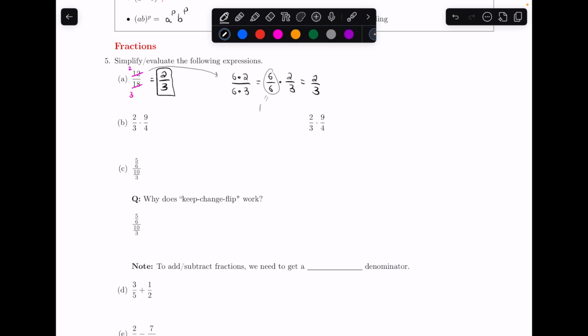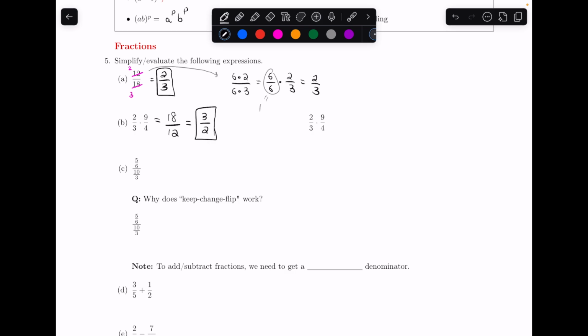Okay, so B, how do I multiply fractions? So I can multiply the tops together. That gives me 18. Multiply the bottoms, and that gives me 12. So that's the same as A, just flipped. So if I do the cancellation, divide both of these by 6, I'll get 3 over 2 now.